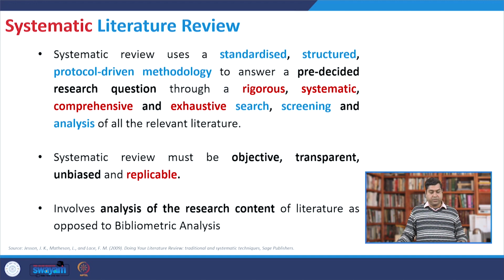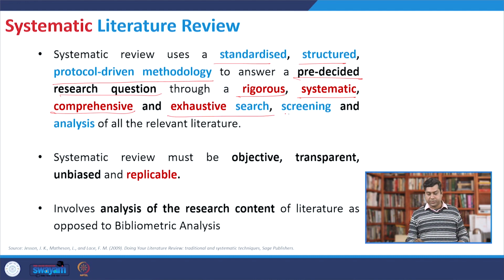So in systematic literature review, what exactly do we do? Systematic review uses a standardized, structured and protocol-driven methodology to answer pre-decided research questions, from the initial point of searching the literature, through a rigorous, systematic, comprehensive and exhaustive search, screening and analysis. This screening is very important: you filter out which papers are relevant, to screen out the best possible existing research that may help you in doing your research.